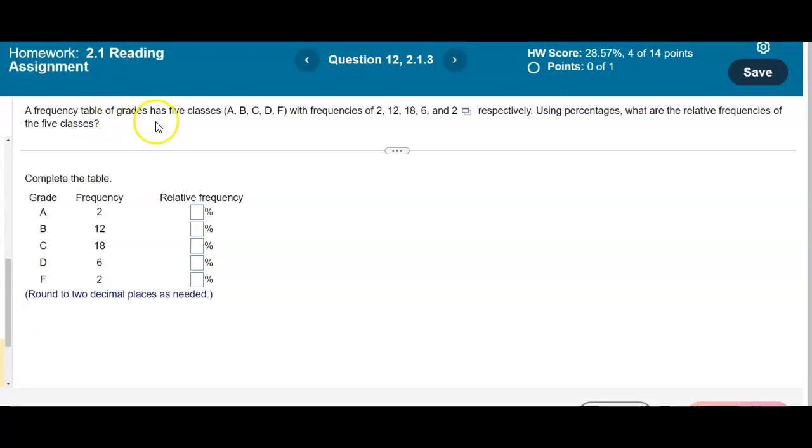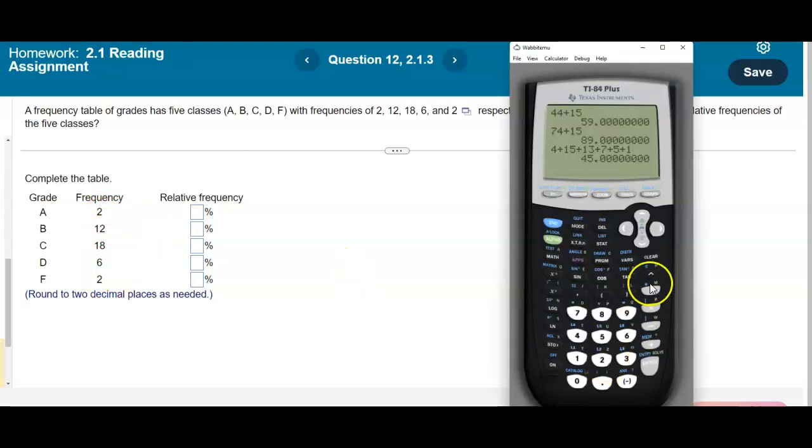A frequency table of grades has 5 classes, A, B, C, D, and F, with frequencies of 2, 12, 18, 6, and 2, respectively. Using percentages, what are the relative frequencies of the 5 classes? Well, the first thing we need to do is find out what the total frequency is. So let's go ahead and do that.